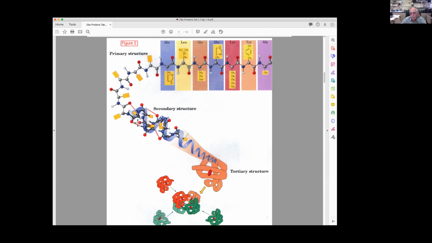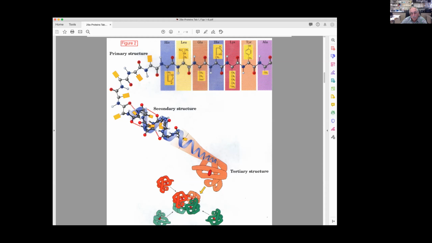How is that? Well, here's hydrophobic. Here's hydrophobic. They're going to tend to be together. Here is polar. Here is very polar and very polar. Those are going to be water soluble, right? Here again is something that's non-polar. So this and this would tend to be together. So the primary sequence determines the secondary structure.